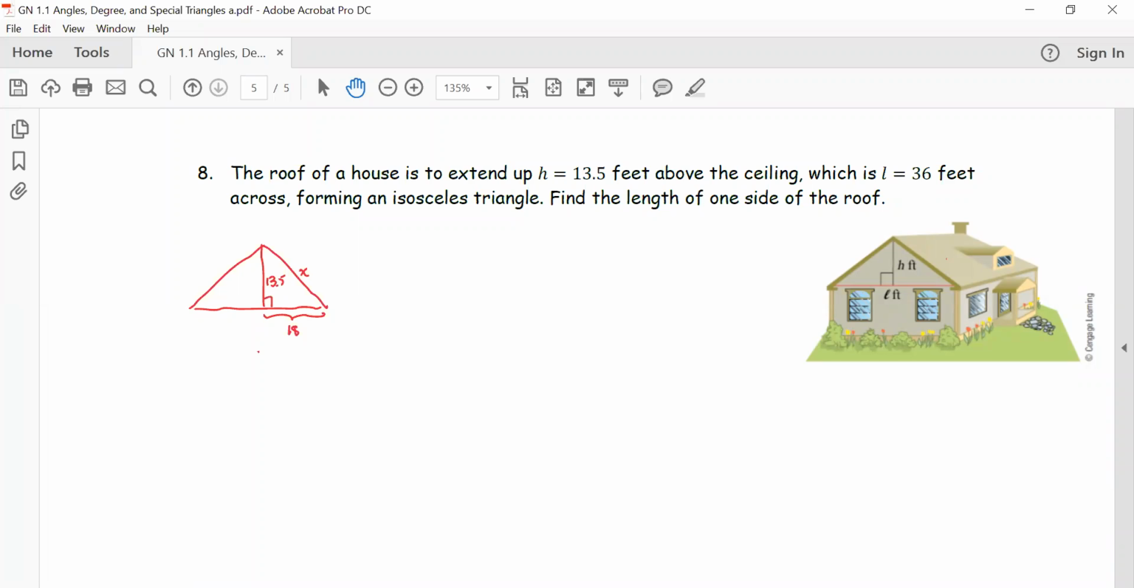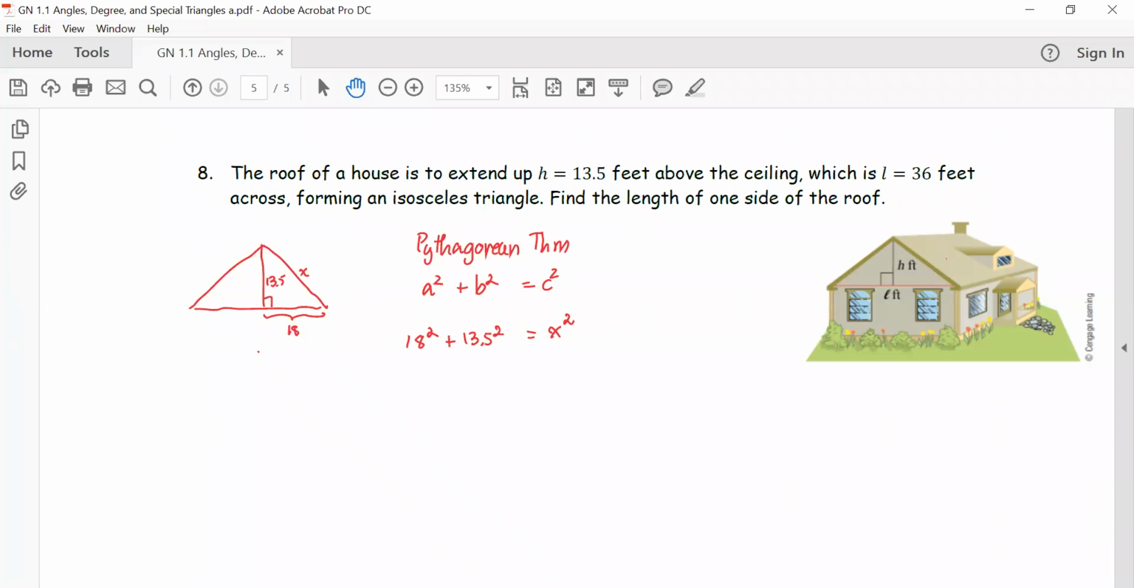For any right triangle, we can apply the Pythagorean theorem to find one of the sides, as long as we know two of them. So, by the Pythagorean theorem, a squared plus b squared equals c squared. Remember, c is always the longest. The longest is x, so x squared. The a and b are the two legs, which are 18 squared and 13.5 squared.